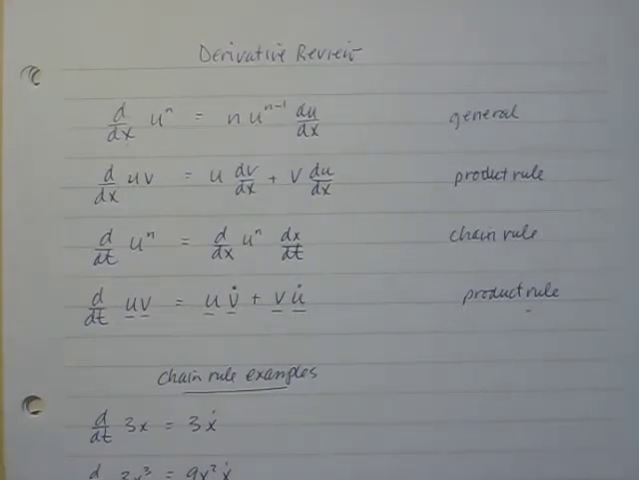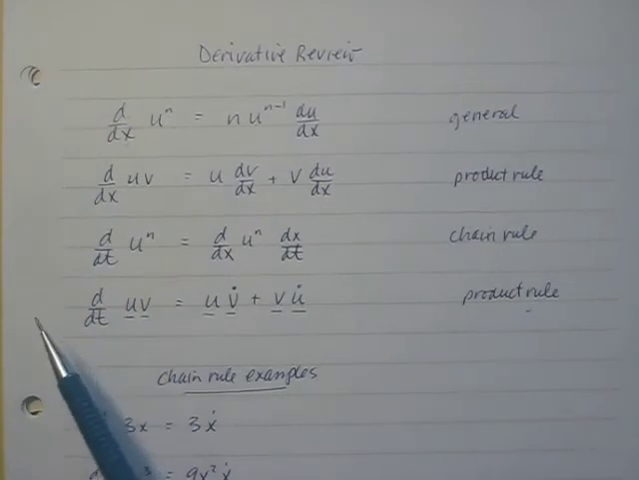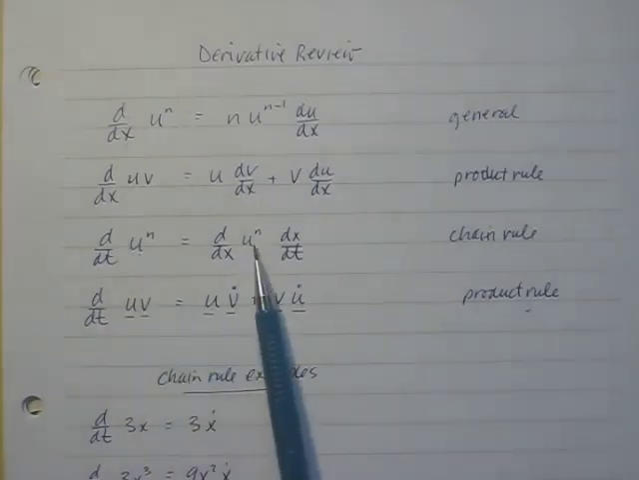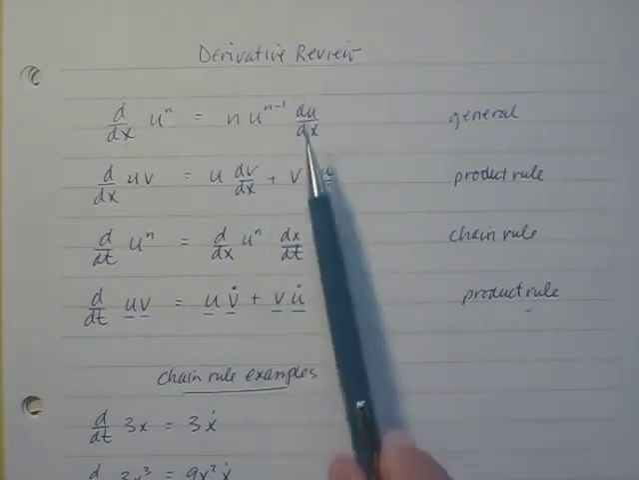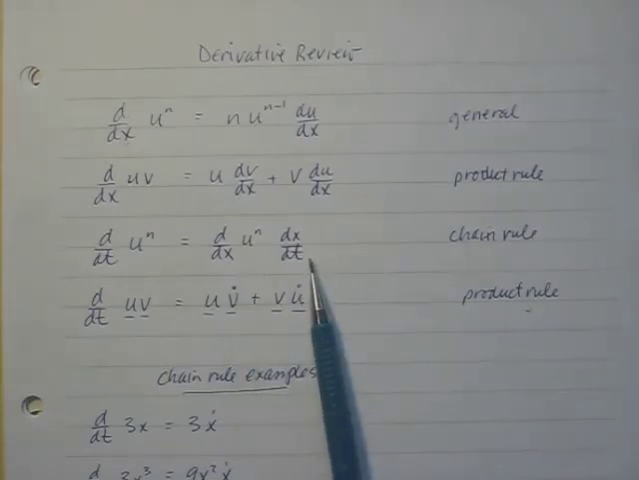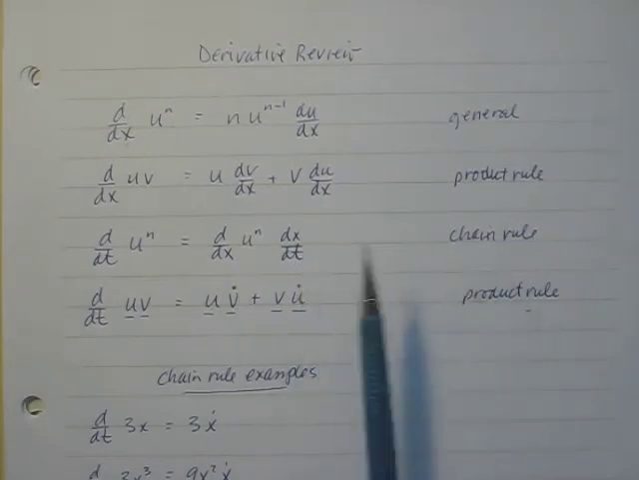In dynamics, we often need to take the time derivative of a function of x or a function of y or something like that. And here we need to use the same kind of form, d dx of u to the n, which is this stuff up here, times dx dt, if u is a function of x. This allows us to put the terms into a function of time now.